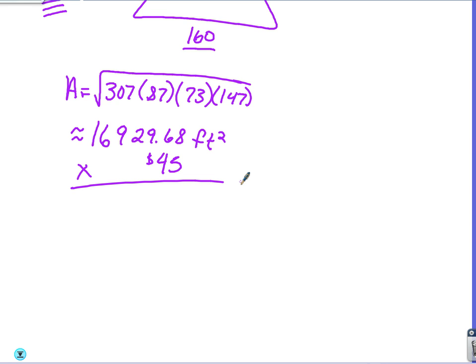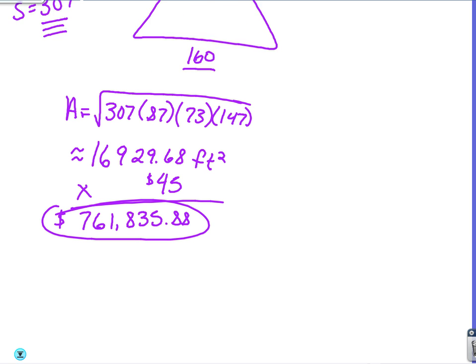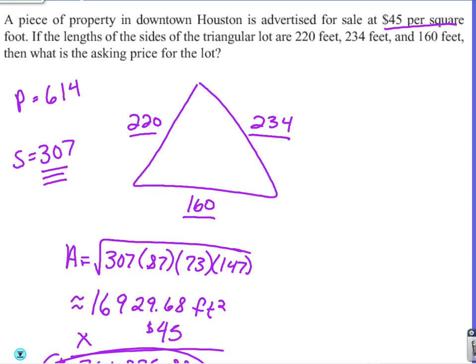What do you get for an asking price on that? Nearly $1 million. How big is that lot? I guess it's downtown Houston. I don't know the going price for property in downtown Houston, but a 220 by 234 by 160 feet lot, that's pretty expensive.